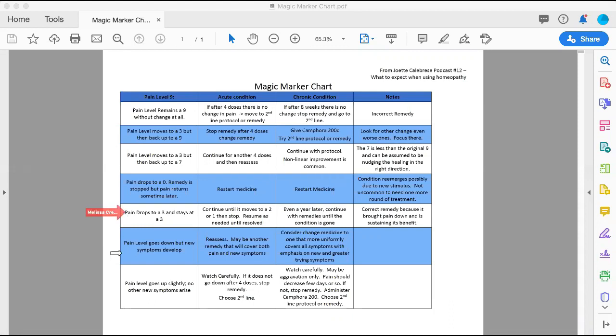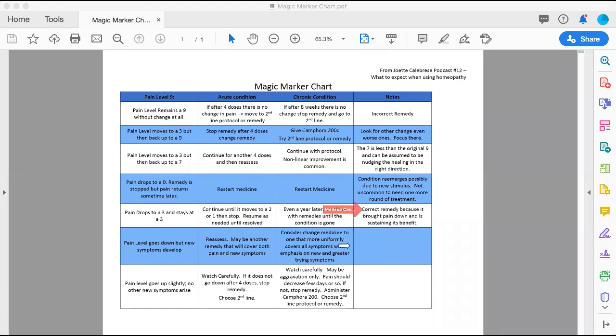If your pain drops down to a 3 and stays at a 3, in an acute condition, you're going to continue until it moves to a 2 or a 1 and then stop, and then resume as needed until it's resolved. So you'll stop the remedy altogether at a 2 or a 1, or a 0, of course, and then resume it if you need to. In a chronic condition, you're going to just continue with the remedies until the condition is gone. Again, though, very much better, you can stop the remedy and resume it as needed.